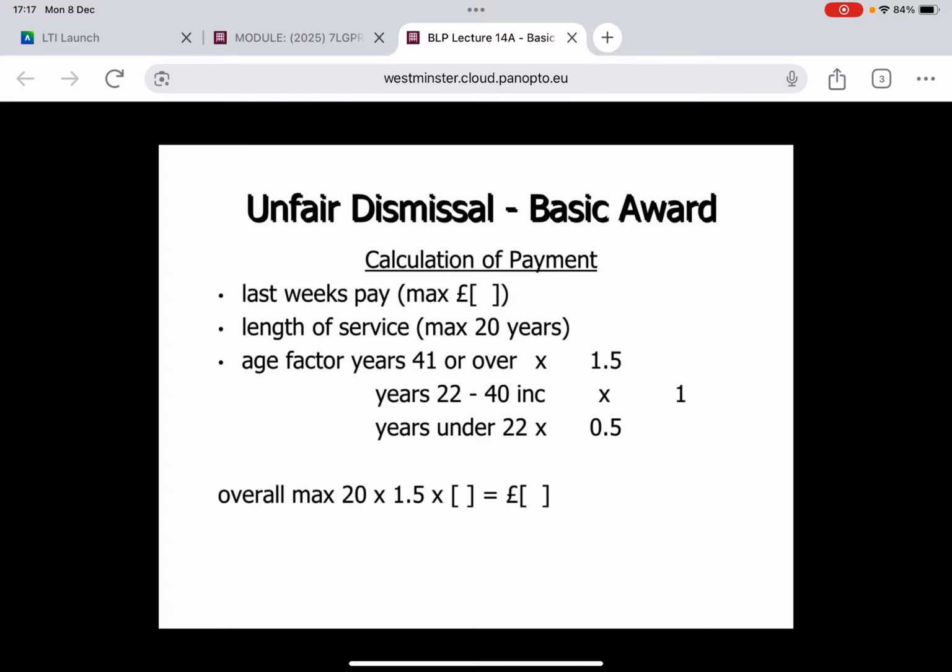In particular, the basic calculation takes the final week's pay and multiplies it by the number of years of completed service. However, first of all, a week's pay is subject to a statutory maximum, and the current maximum final week's pay is set out on your copy of this slide in the materials in front of you. Secondly, you can only count a maximum of 20 years' service. And thirdly, there is an age factor. You have to add an extra half week's pay for each complete year since the 41st birthday. The maximum statutory basic award you can be entitled to is set out on your copy of this slide. So that's basically how the calculation is done.